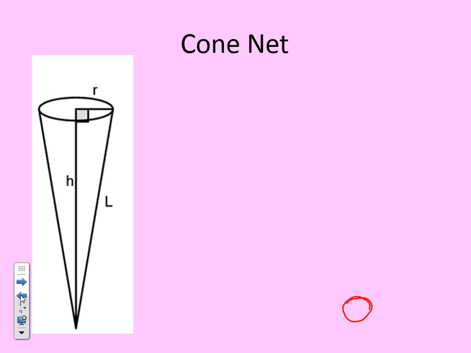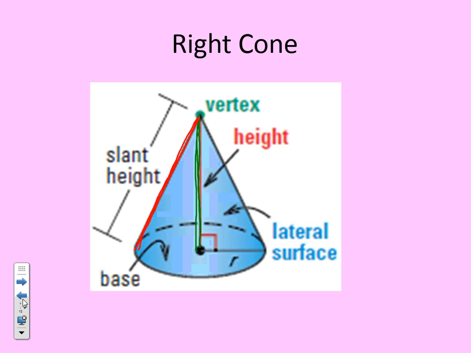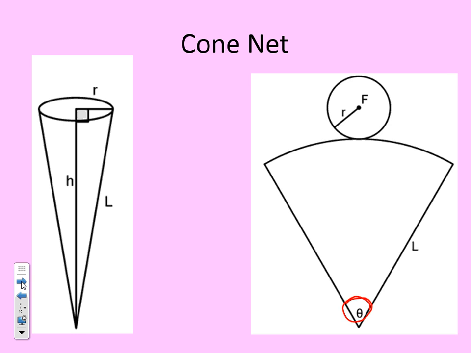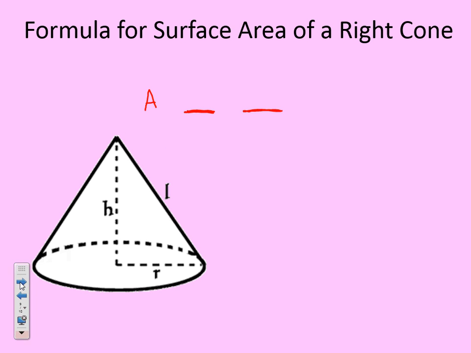Yeah, slant height. Alright, sorry about that. So when we're finding our surface area, we're going to do pi r squared plus pi r L. And L is our slant height. So please make sure this gets into your notes. This is how we're going to find the surface area of our cones.